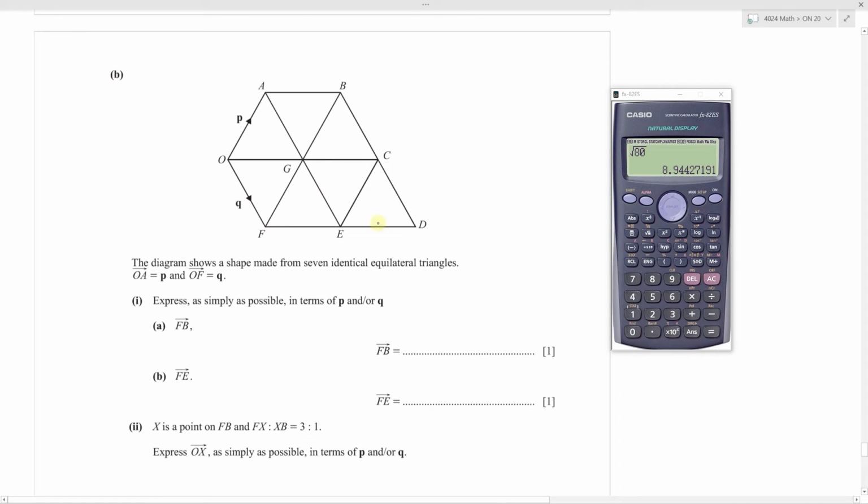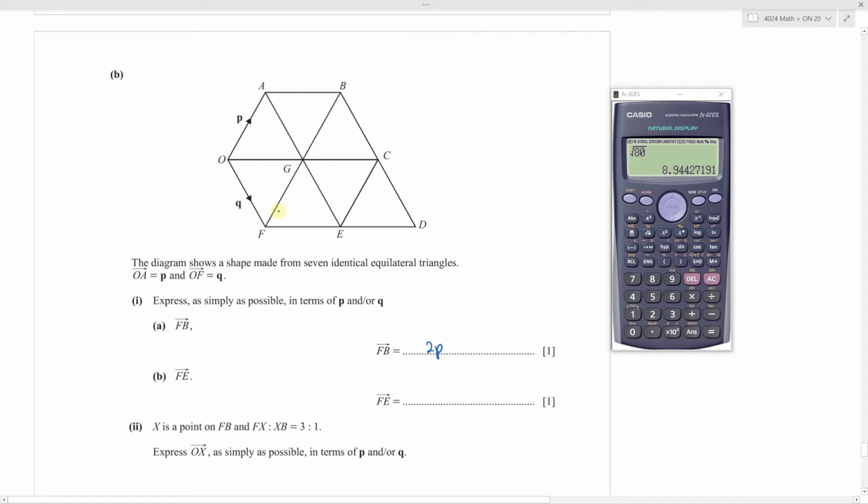So let's see the first part. Express as simply as possible in terms of P and/or Q, FB. So FB is this vector here. FB can be written as this vector FG, which is the same as P, and GB is also P. So P plus P will be 2P, which is FB.